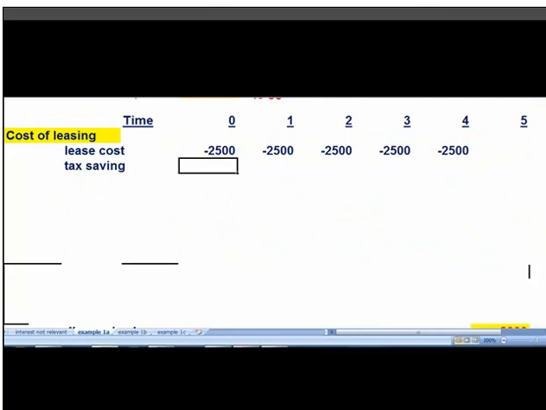So our first lease payment of 2,500 will give us a tax saving at time 1, 30% of 2,500, and so on. The time 1 lease payment will give us a tax saving at time 2.